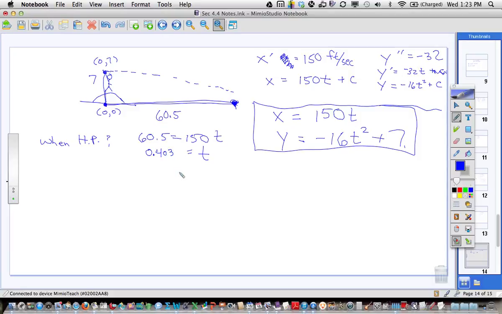0.403 seconds. So less than half a second, which makes sense. Less than half a second to get there. It's going 150 feet every second, plus gravity pulling it down, right? It's only going 60.5 feet. So about 0.4, so when does it cross home plate? At about 0.403 seconds. Okay? Is it a strike?